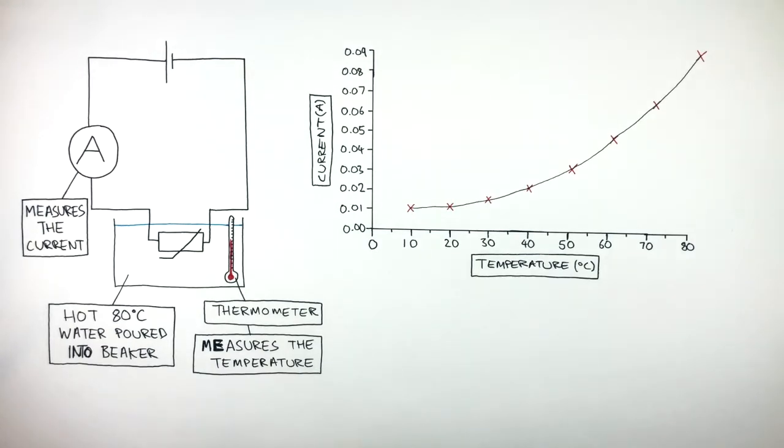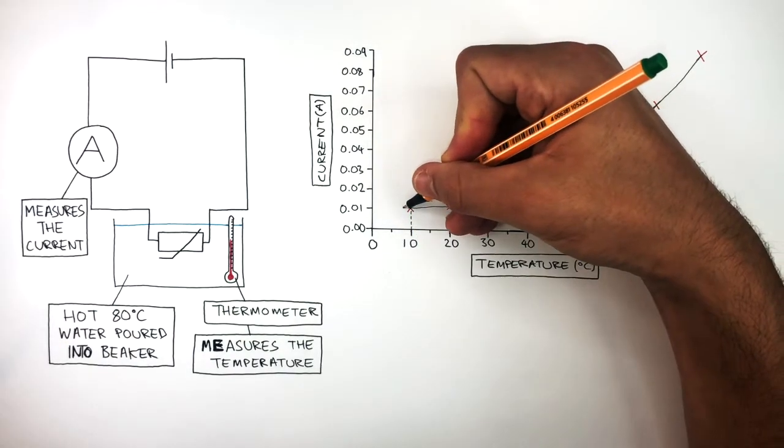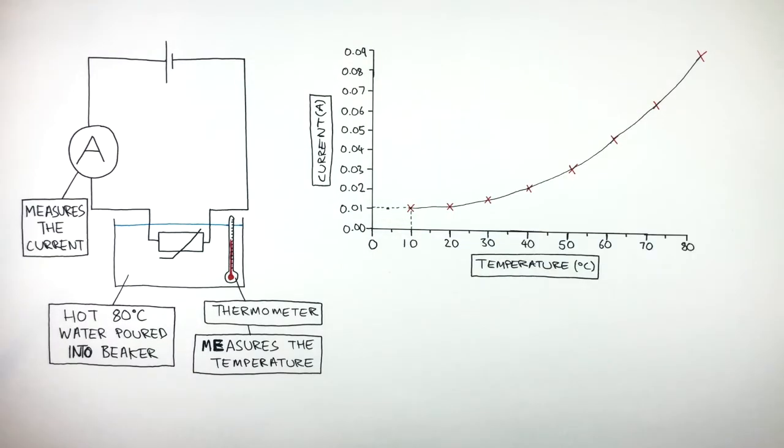Here is what the graph looks like when the data has been plotted. As the temperature increases, the current increases. This is because the resistance decreases as the temperature becomes higher. For example, at 10 degrees Celsius, the current is 0.01 amps.